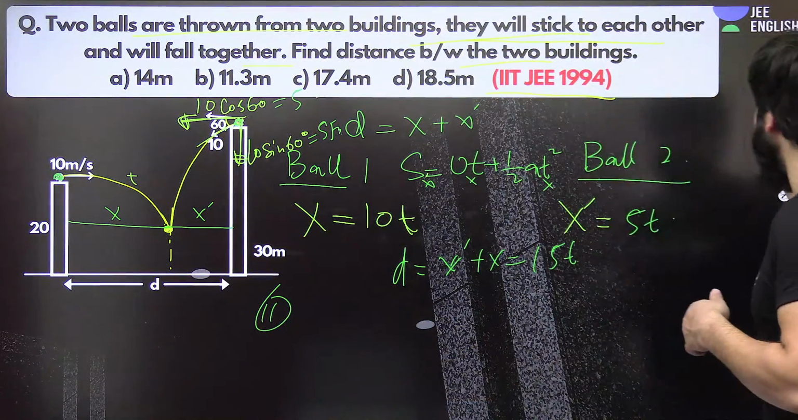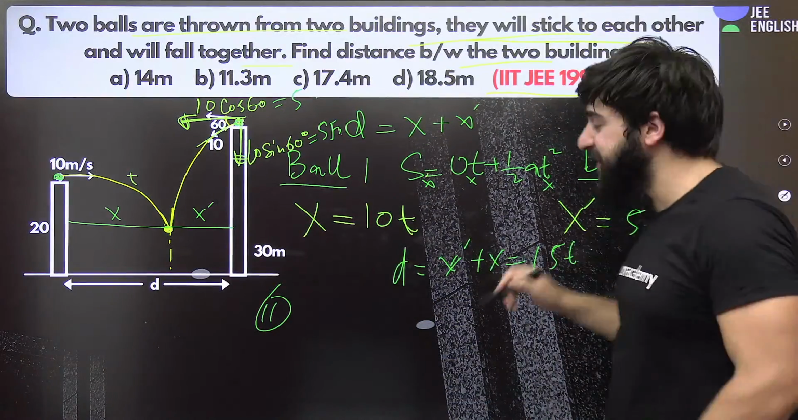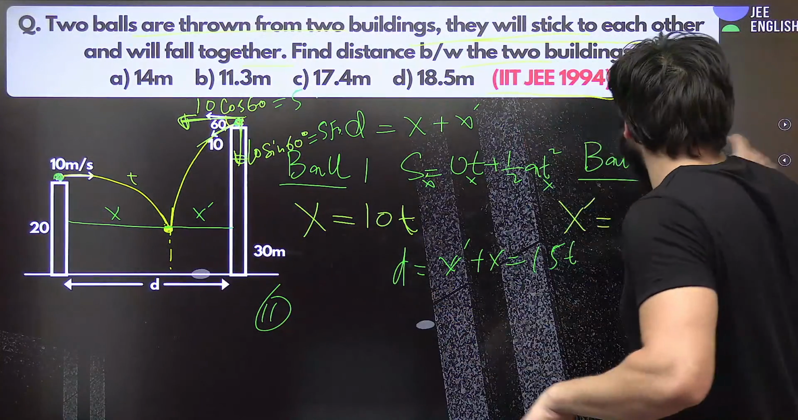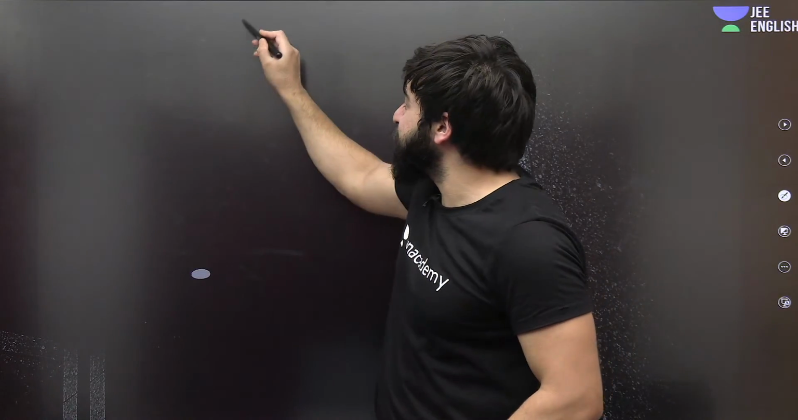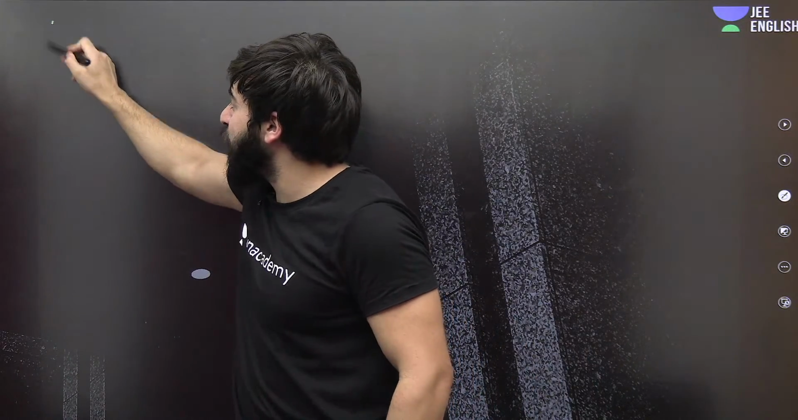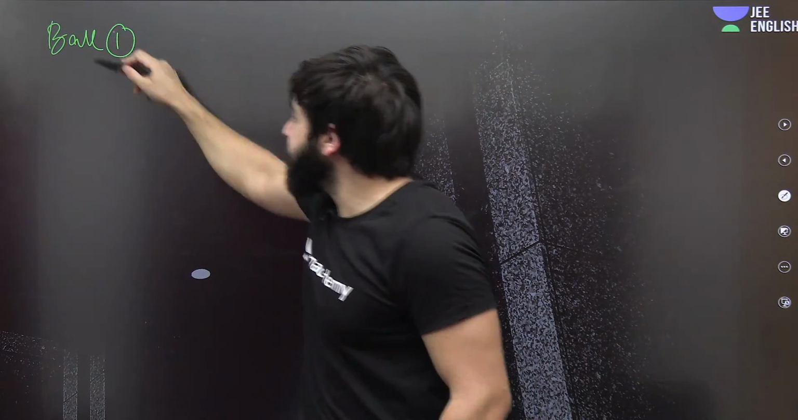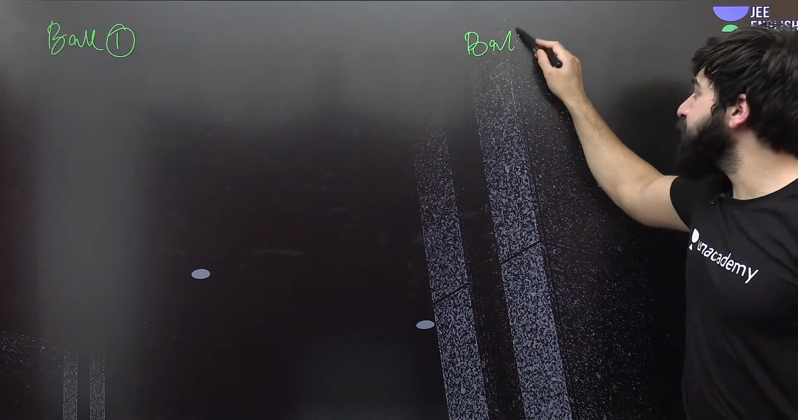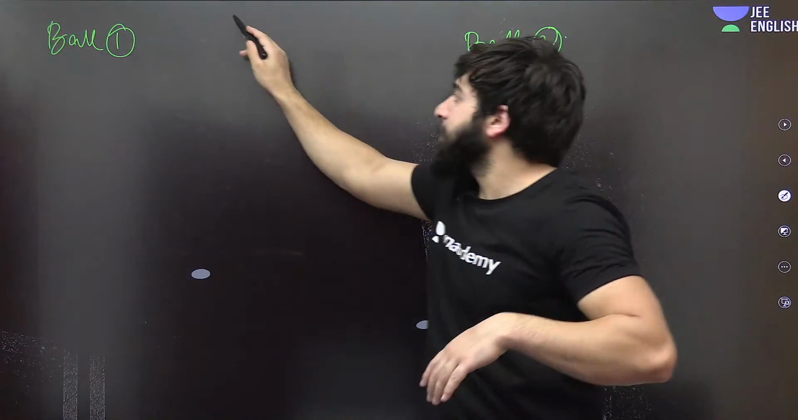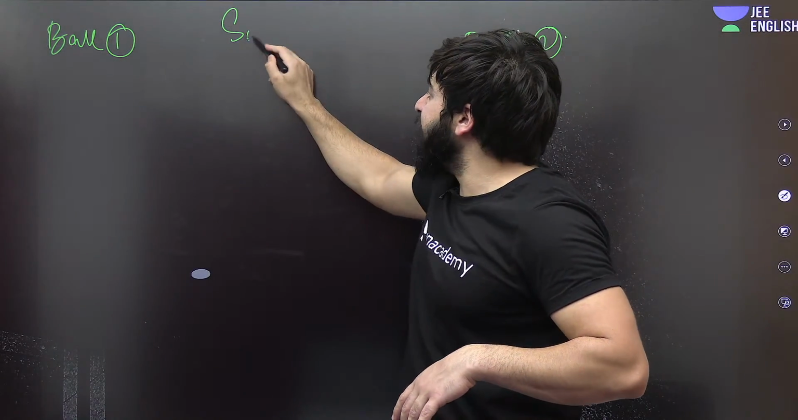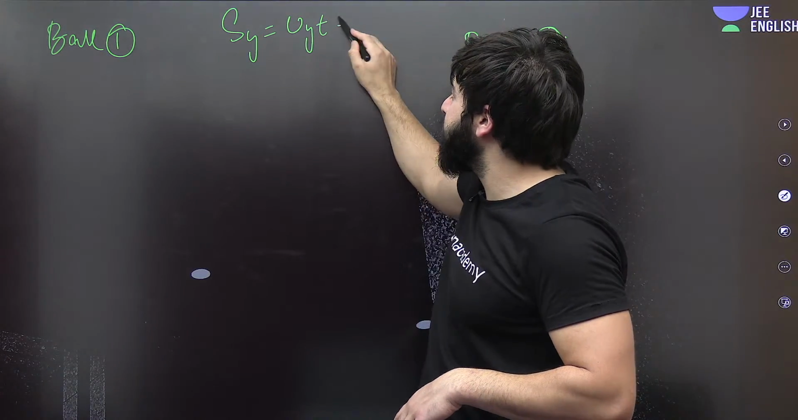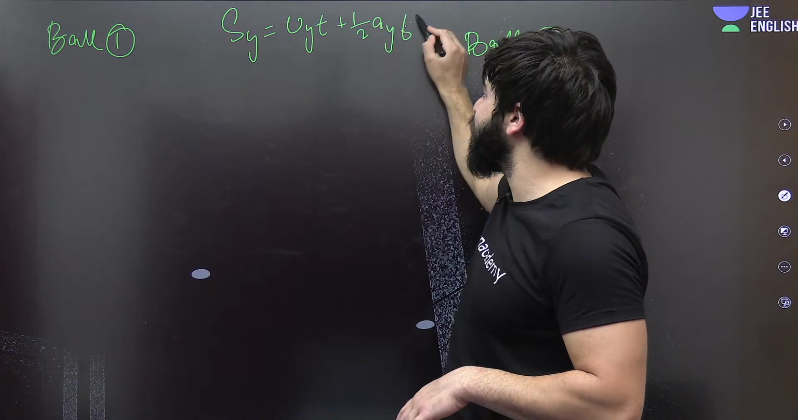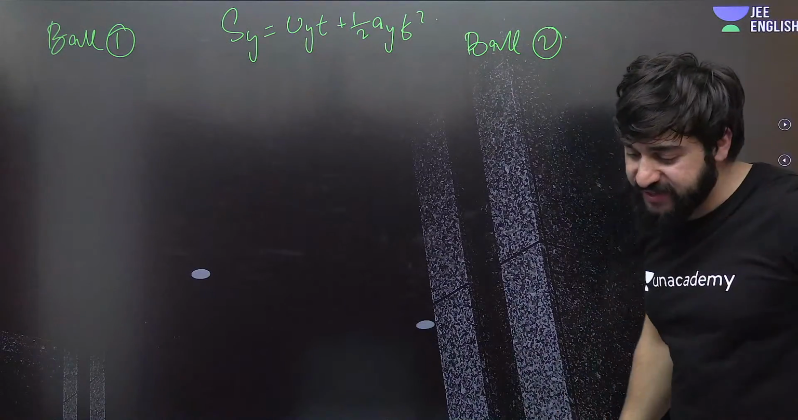Now, what we need to exactly do over here is find the second thing. Means, what is that? We need to find the value of this t exactly. We'll put it over here and we'll get the answer. For that, you have to consider the vertical motion. Now, consider the vertical motion for ball 1 and for ball 2 exactly. Okay, we say S y is equal to uy t plus 1 by 2 ay t square.